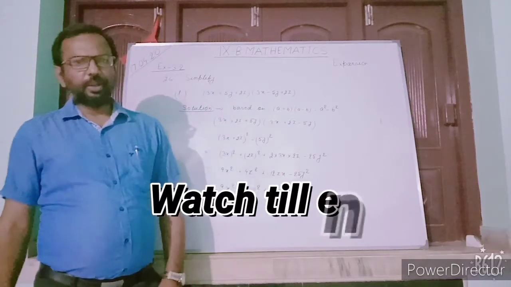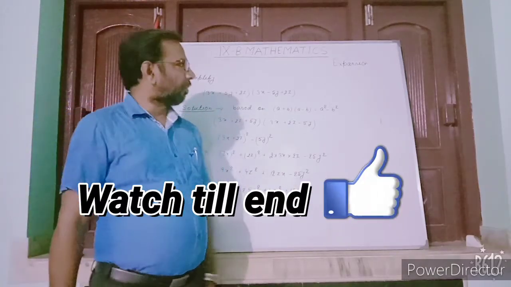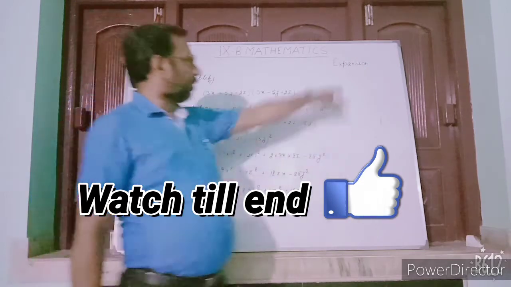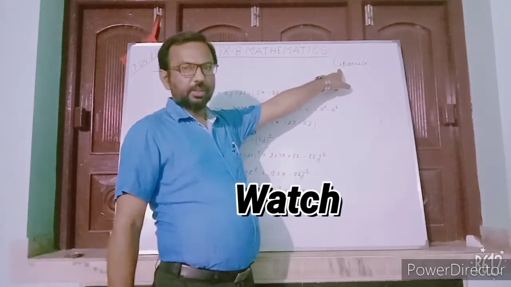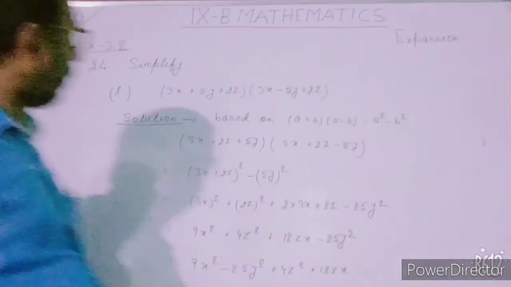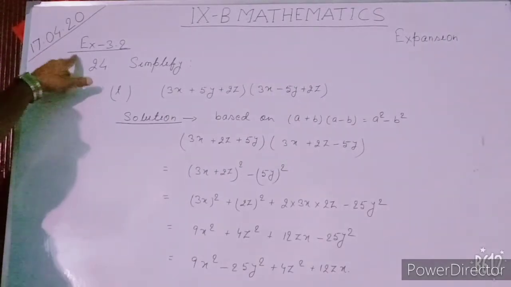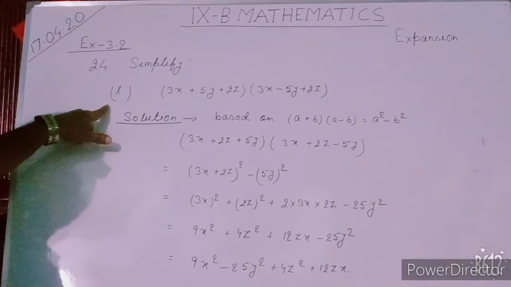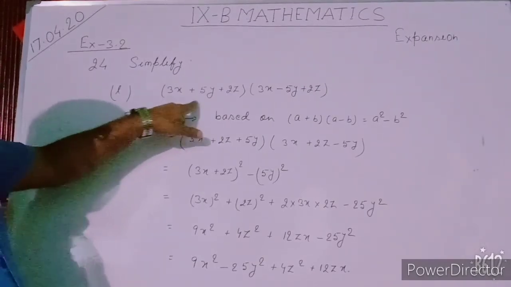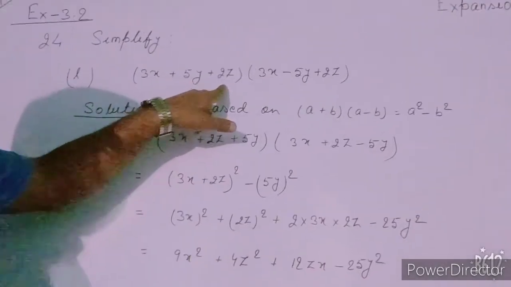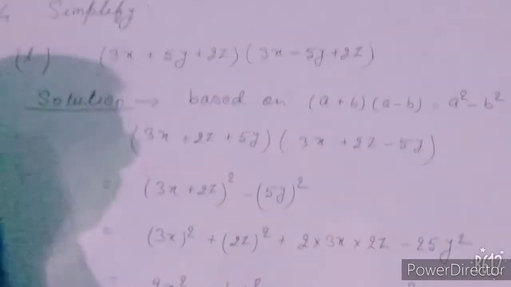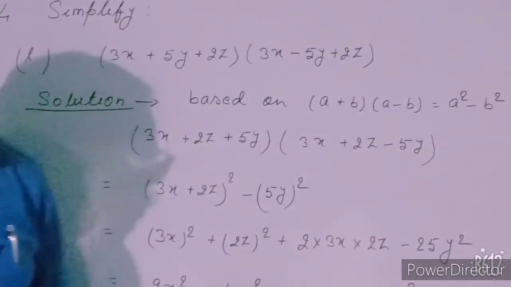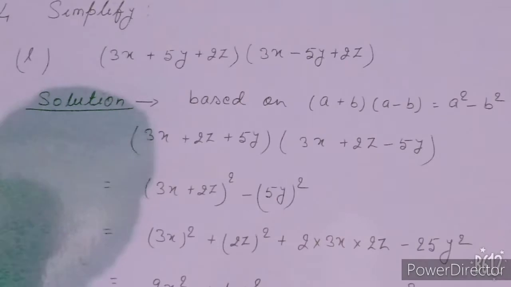Students of 9B, in the period of mathematics, the chapter on expansion is continued. We are solving exercise 3.2, question number 24L. The question is (3x + 5y + 2z)(3x - 5y + 2z). Solution.